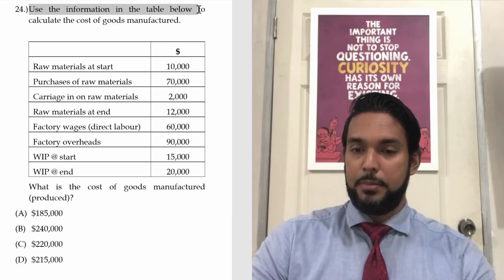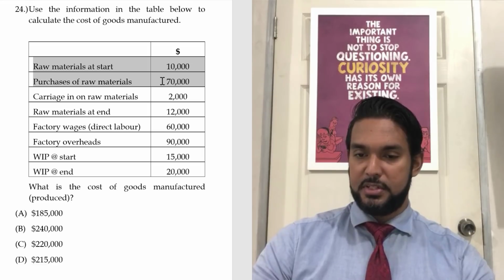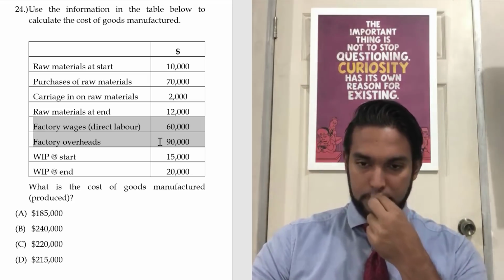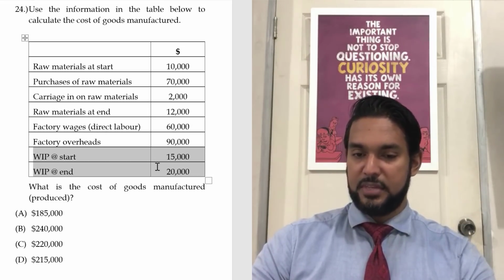use the information entailed below to calculate cost of goods manufactured. Okay, so raw materials at start, plus purchases, plus carriage, minus raw materials at end. All right, that'll actually give us back 70. Plus factory wages, 70 and 60 is 130, plus factory overheads, 130 and 90 is 220, sorry. Add this and minus that. So that's going to give us 250.